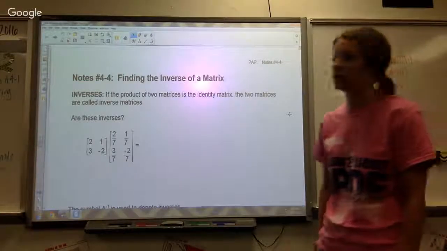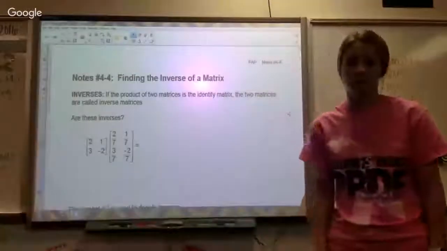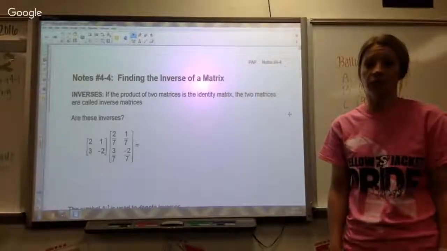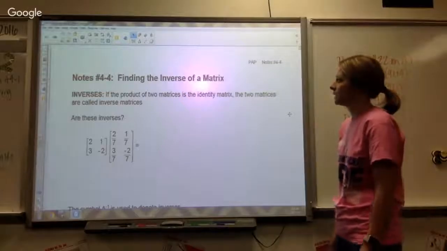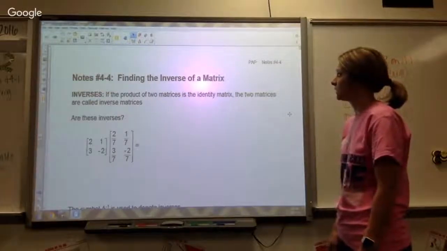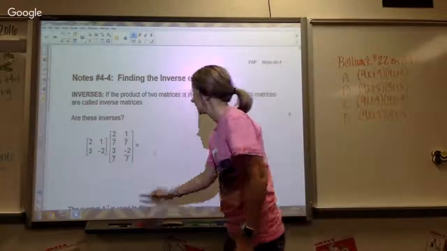Okay, so we're going to be on notes 4.4, finding the inverse of a matrix. We're going to be using that later on to solve a system of equations using an inverse. Okay, so it says inverse is if the product of two matrices is the identity matrix.